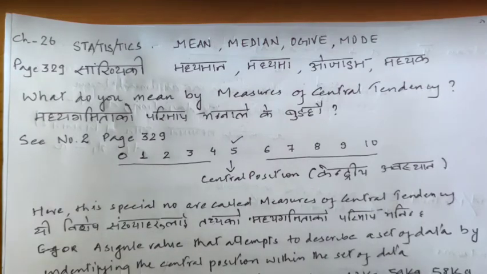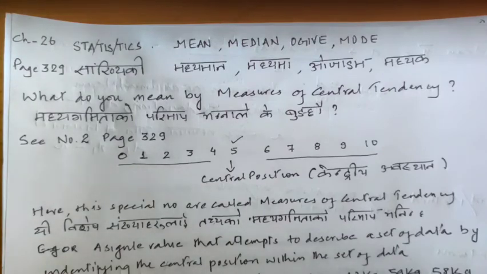Let us take numbers between 0 to 10. Can you all see I have taken 0 to 10? Now in between 0 to 10, what is the central value? Yes, 5 is the central value or the central position. And this is a measure of central tendency. This value is called the measure of central tendency.